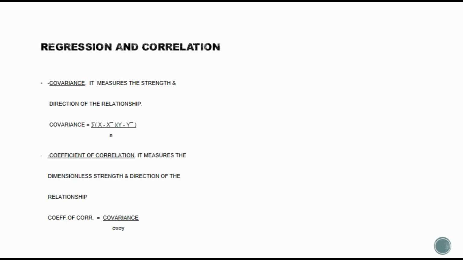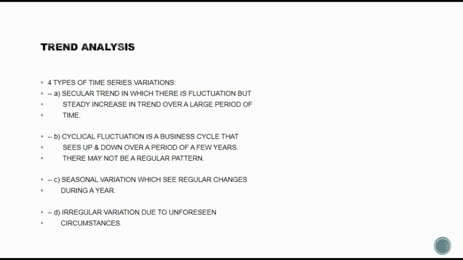Covariance measures the strength and direction of the relationship. Coefficient of correlation is the dimensionless measure of the strength and direction of the relationship. Now, types of time series variation. Secular trend, in which there is fluctuation but a steady increase in the trend over a large period of time.